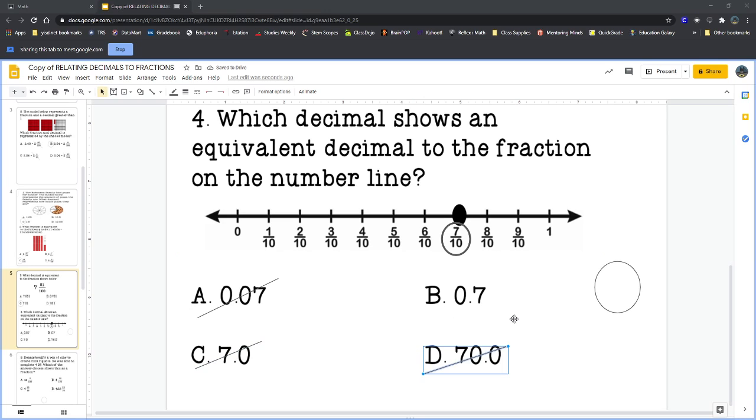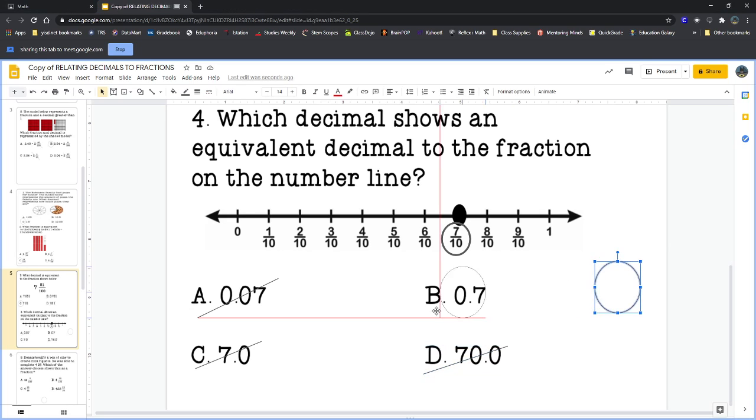There's only one answer choice left. The correct answer is B, 0.7. They put the 7 in the 10th place because my denominator was 10. And my numerator, the number on top, was 7.